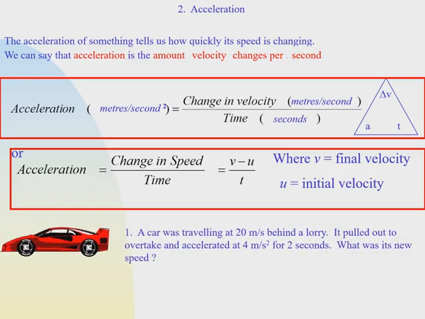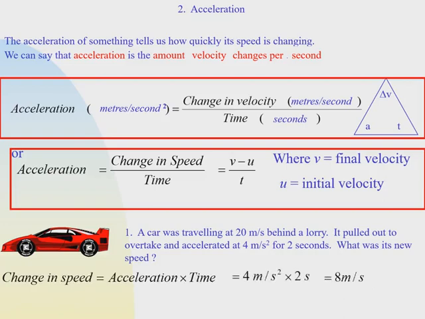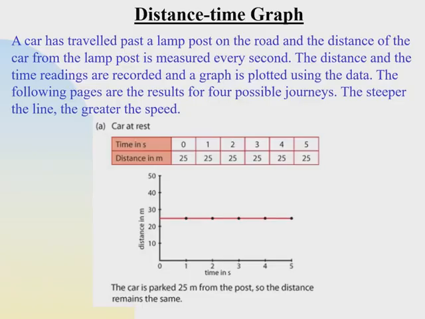We can check one problem. A car was traveling at 20 meter per second behind a lorry. It pulled out to overtake, accelerating at 4 meter per second square for 2 seconds. What was its new speed? Change in speed is acceleration times time, which equals 8 meter per second. New speed equals old speed plus change in speed, so total 28 meter per second.